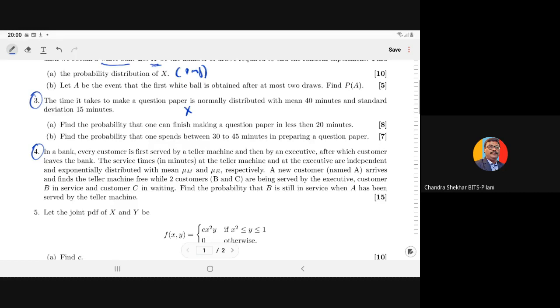A new customer named A arrives and finds the teller machine free, while two customers B and C are being served by the executive. Customer B is in service and customer C is waiting. Find the probability that B is still in service while A has been served by the teller machine. Now A is in line in the queue in front of the executive, when B is still in service.